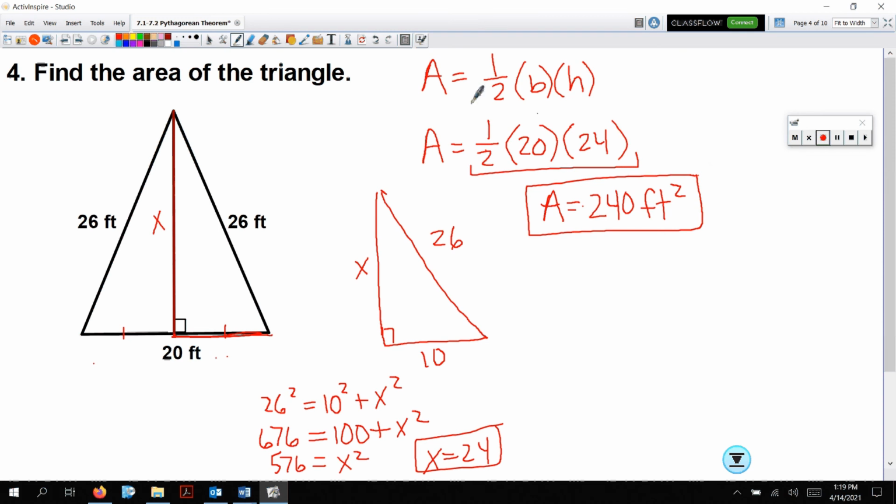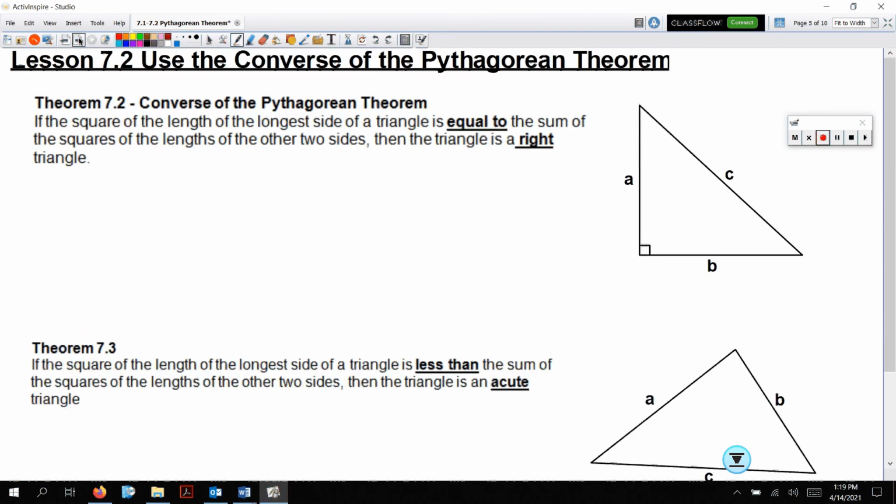That was like cake. All right, so now comes lesson 7.2. We're going to use the converse of the Pythagorean theorem, which is why we were writing the Pythagorean theorem in reverse. Converse, that's what that means. So it says, if the square of the length of the longest side of a triangle, right, the longest side is always the hypotenuse, is equal to the sum of the other two sides' lengths squared.